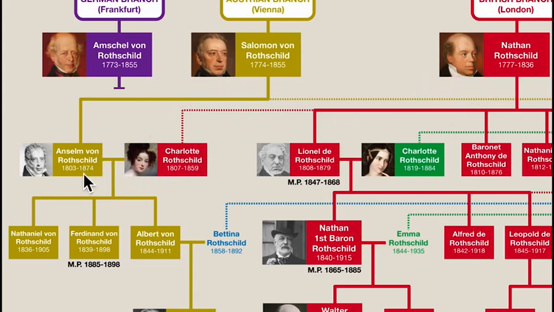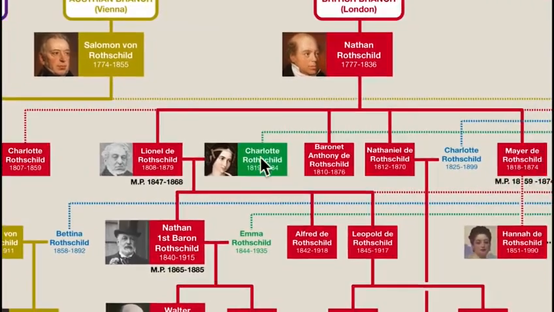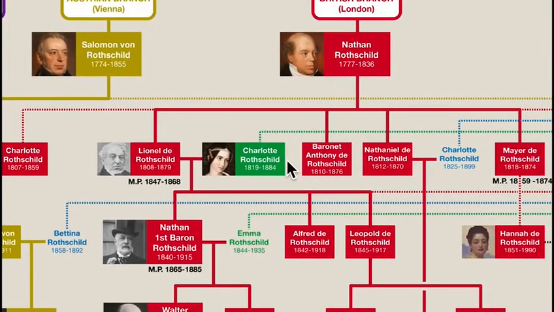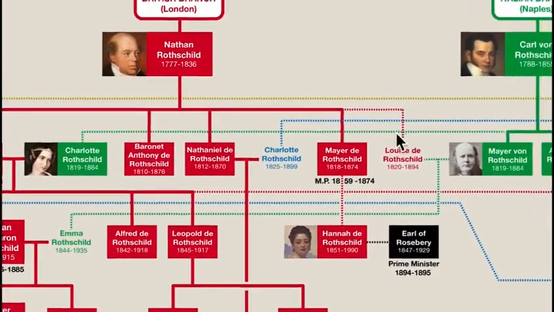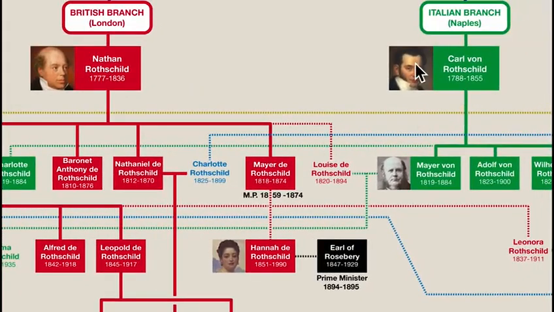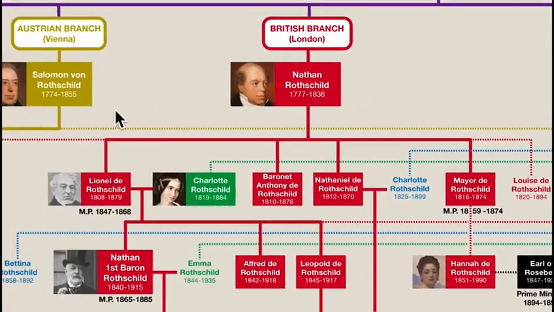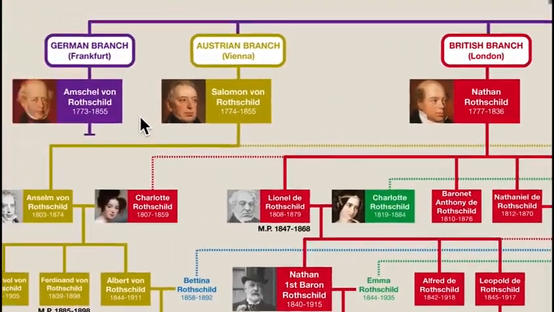He's shown in yellow because he's from the Austrian branch, and she's shown in red because she's a member of the British branch. Likewise, Lionel, the firstborn son of Nathan, married his cousin, also named Charlotte, but she was a daughter of Karl from the Italian branch. So let's look at each one of these branches in turn.